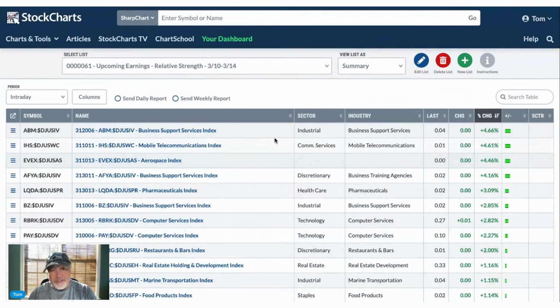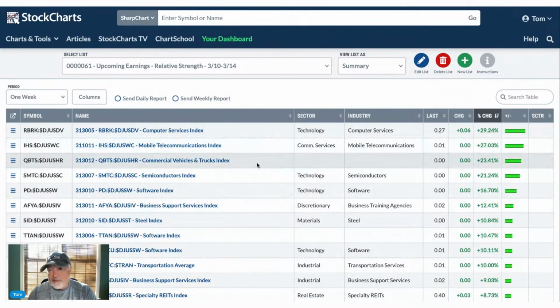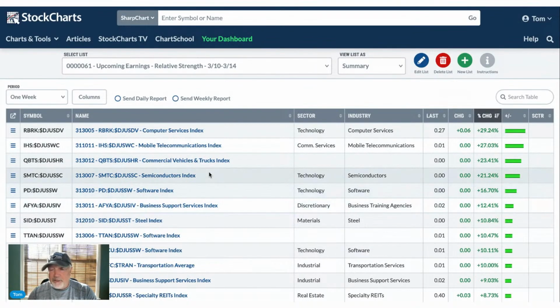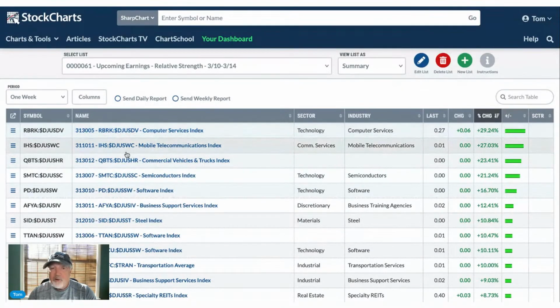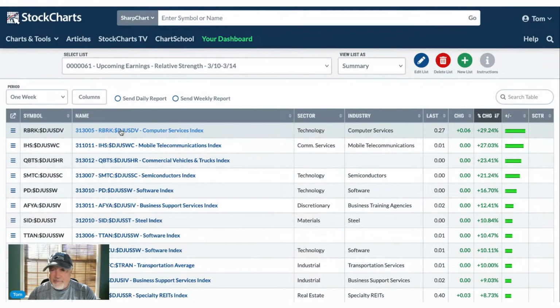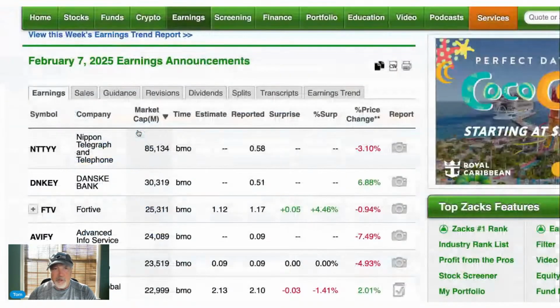So what I could do is say, okay, give me the best performers over the last week, and on a relative basis, how these stocks have performed relative to their peer group. And RBRK in the computer services space has gone up 29% relative to its peers in the last week. So you pull the chart up.